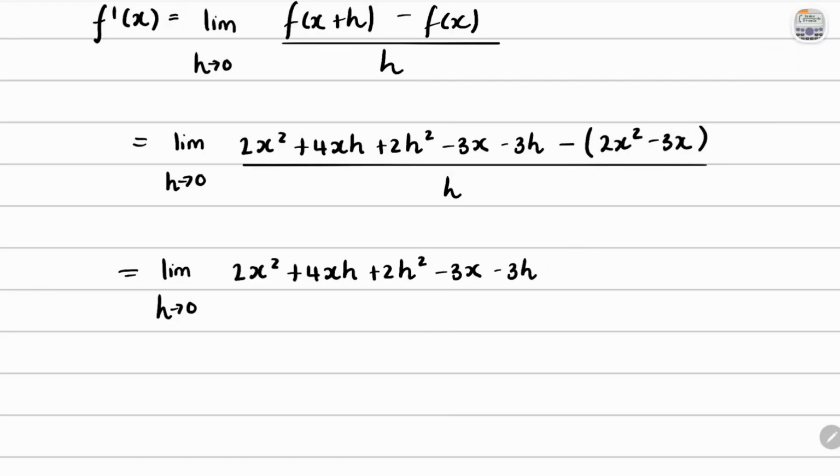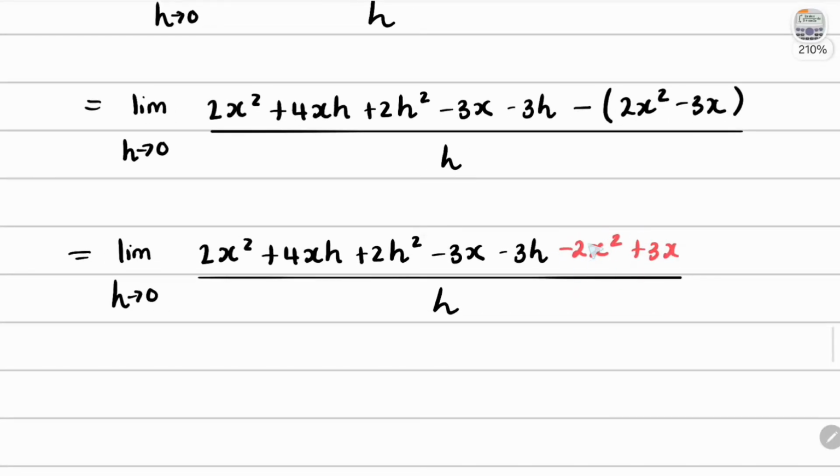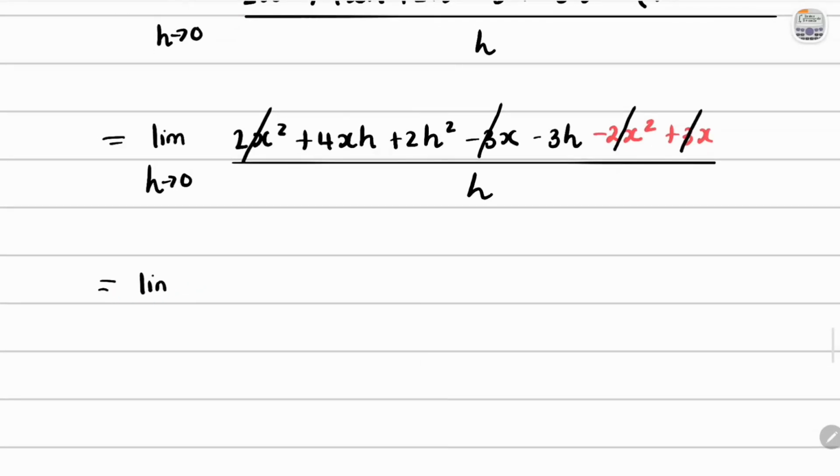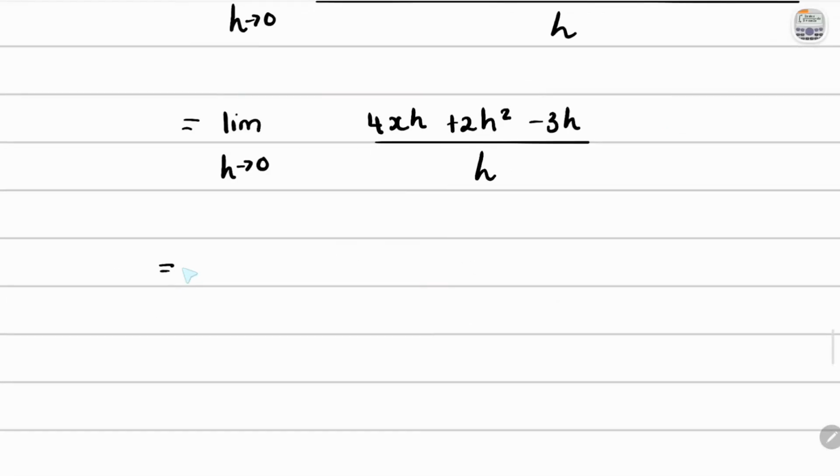And this is equal to minus 2x squared because they distribute, and plus 3x all over h. Now, you know that all that will cancel in the numerator. It's just whatever you were subtracting by. So this cancels with the positive of that, and that cancels with the negative of that. So this is equal to the limit as h approaches 0, and we have 4xh plus 2h squared minus 3h all over h.